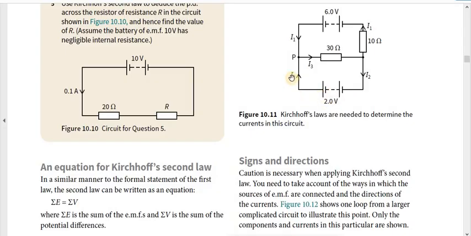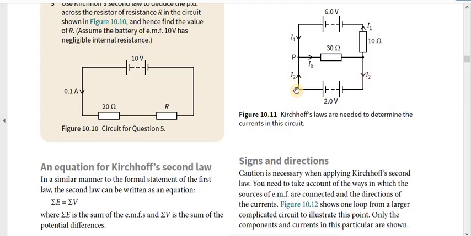So this battery is trying to push the electrons this way, but this battery is trying to push the electrons this way, and this has more energy. So it can overpower this one. Even though this is trying to push the electrons this way, because this is 6 volts and this is only 2 volts, this is a higher EMF, so it can push the electrons through this. It overpowers this.